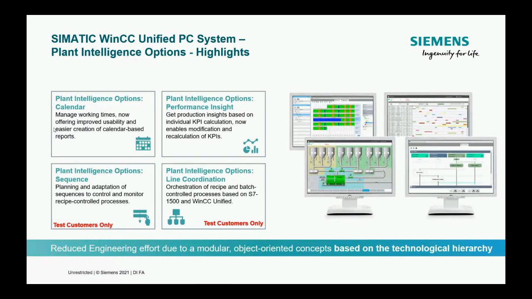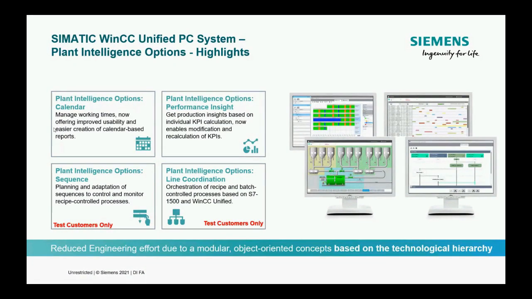The two plant intelligence options that we're going to have a little bit of a deep dive on now are the calendar option. The calendar option allows us, from a WinCC Unified perspective, to start working with a time model. So we can start building up calendars within our production facility. So we can start looking at shifts, day shifts, night shifts. So we can start looking at working weeks, maintenance times, bank holidays, all these sort of things.